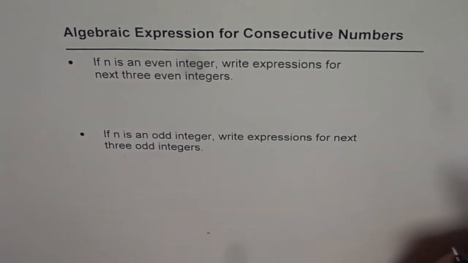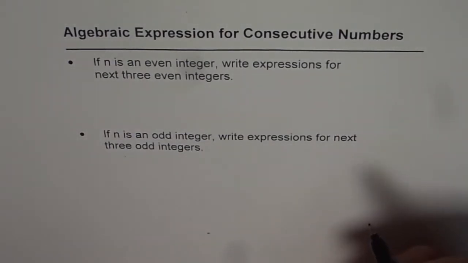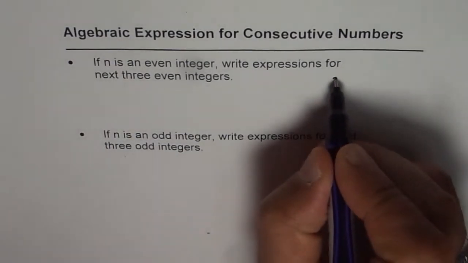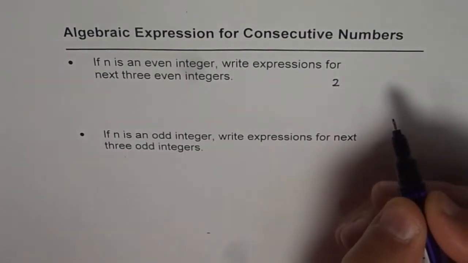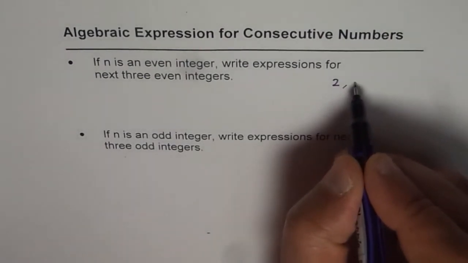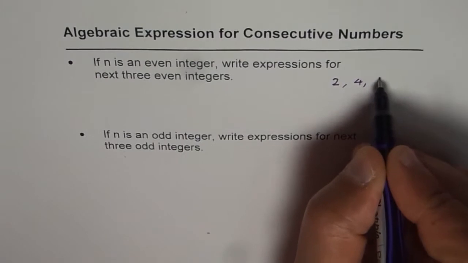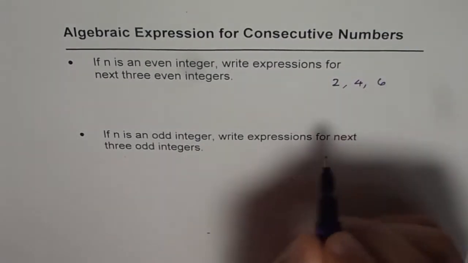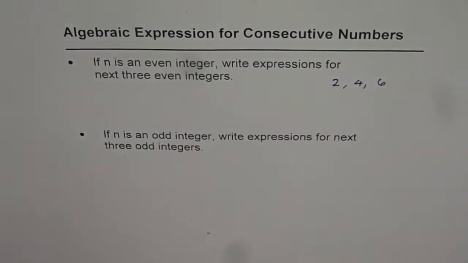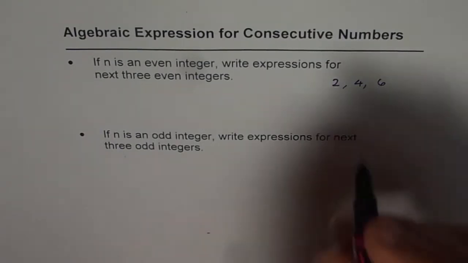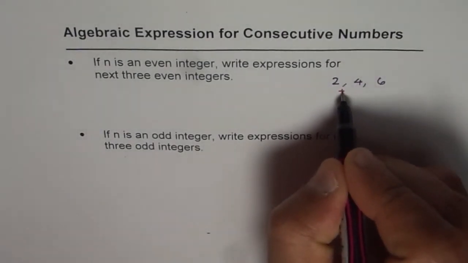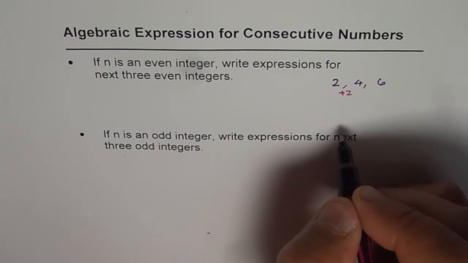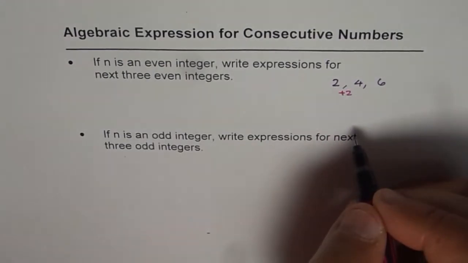Now an even integer is something like 2, 4, 6, right? So let us assume that 2 is one of the even integers. The next even integer will be 4 and the next will be 6. How do we get them? We actually get them by adding 2, right? So if you add 2 to the previous term, you get the next term, correct? So that gives you an idea.